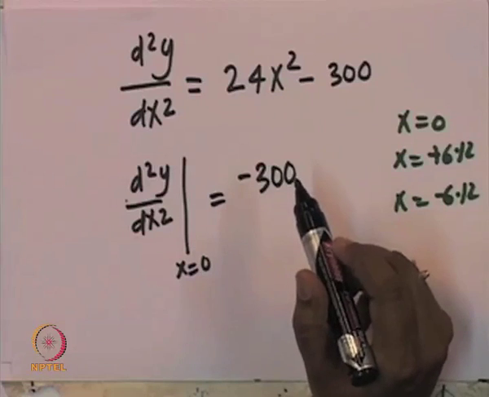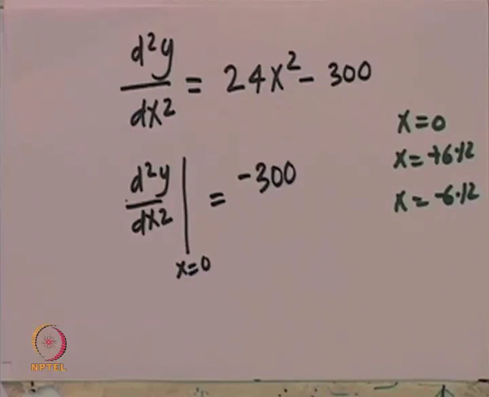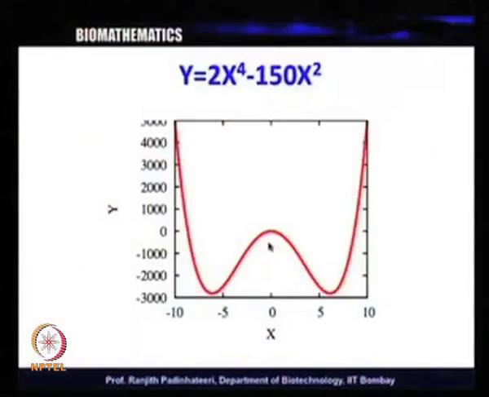When you have the second derivative negative at a particular point, what it means is, we learned that it is having a convex shape. Have a look here at the slide. The second derivative at x equal to 0 is negative. What it means is that it is a maximum. Whenever the second derivative is negative, it is a maximum.